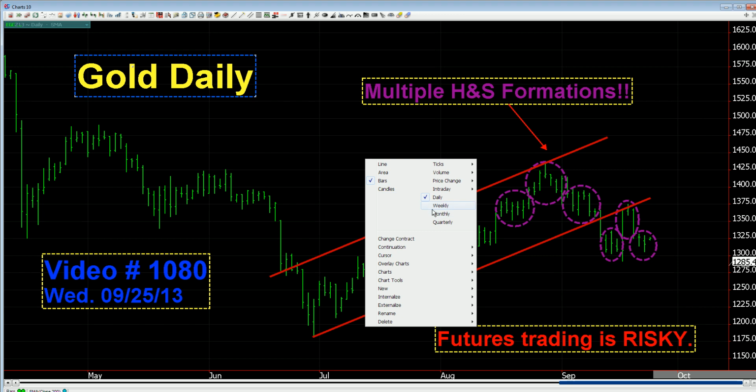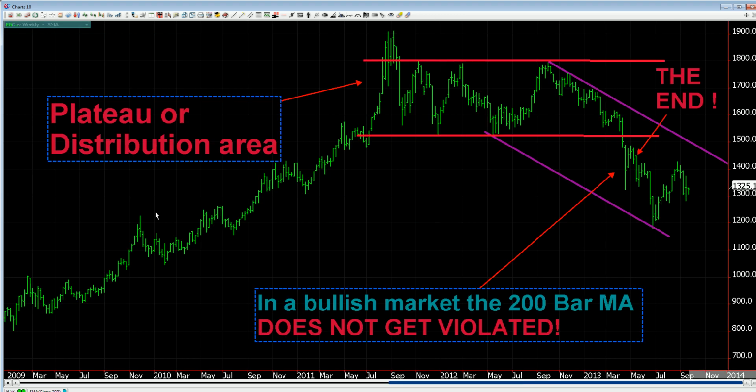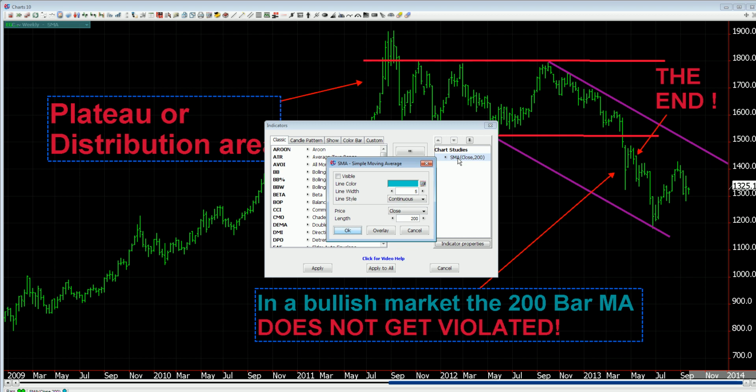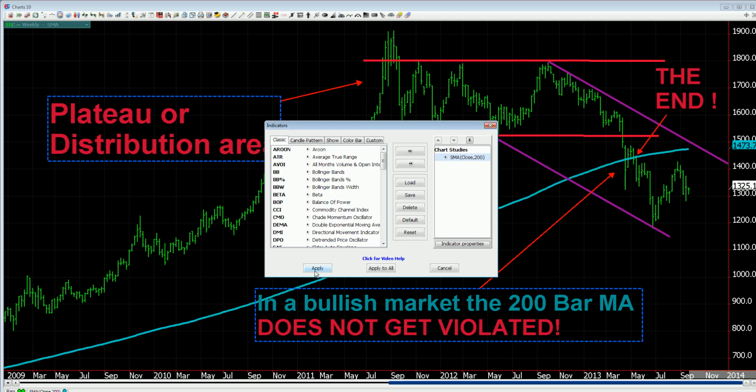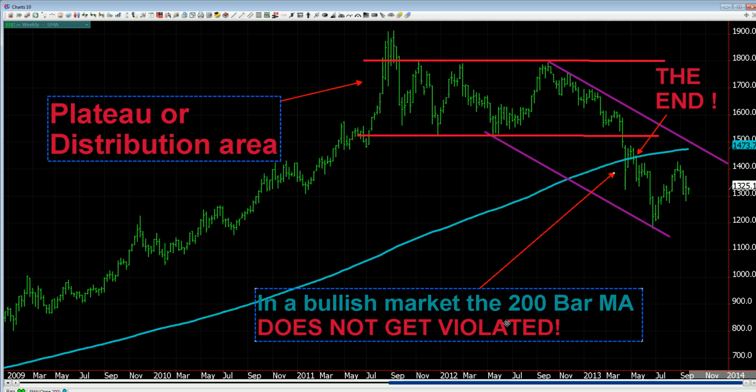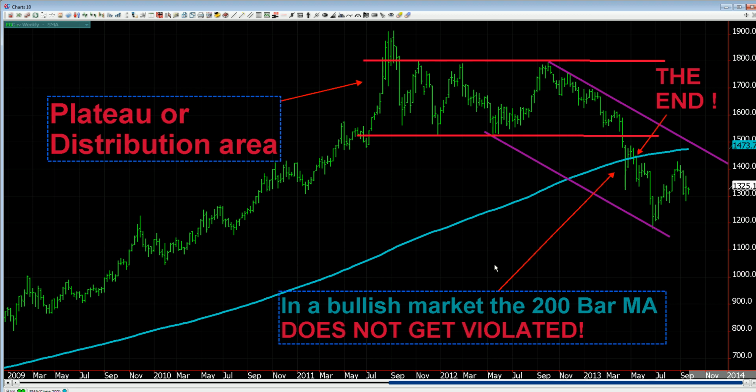Let's look at the weekly. For trading on Wednesday, September 25th, the gold looks weak on the weekly chart as well. Let's add in our wonderful 200 bar moving average. You know, the whole world watches that average. Traders, I've shown this chart to you in other videos. Let me tell you one thing about this chart.